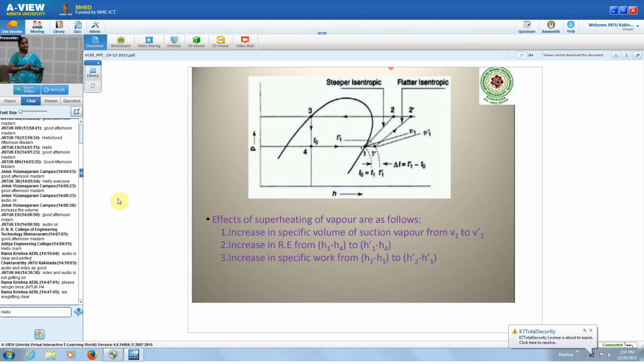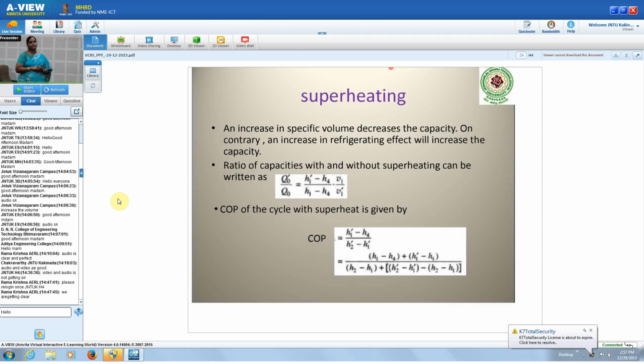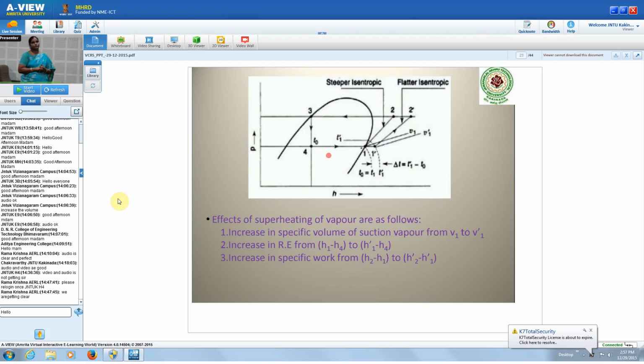The same thing is given in terms of the pH chart, the pressure enthalpy chart here. 1, 2, 3, 4 is the actual vapor compression refrigeration cycle. With superheating, the modified cycle is 1 dash, 2 dash, 3, 4. With this, again we have to find the increase in the refrigerating effect and the increase in the work input. If the increase in the refrigerating effect is more than the increase in the work input, then the COP will be increased.